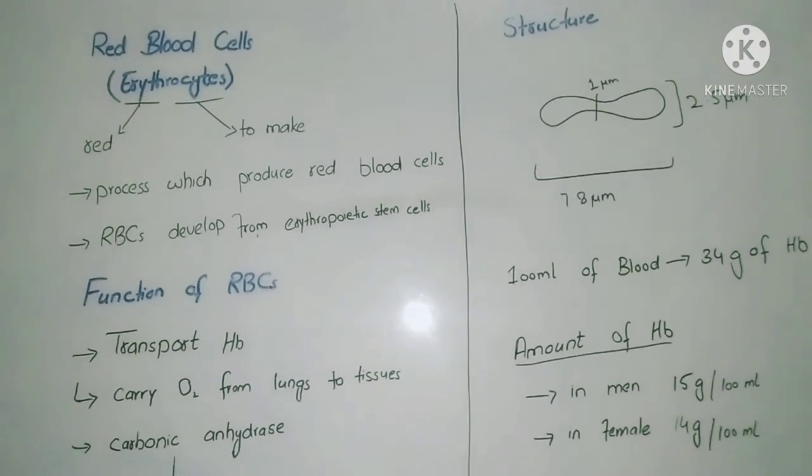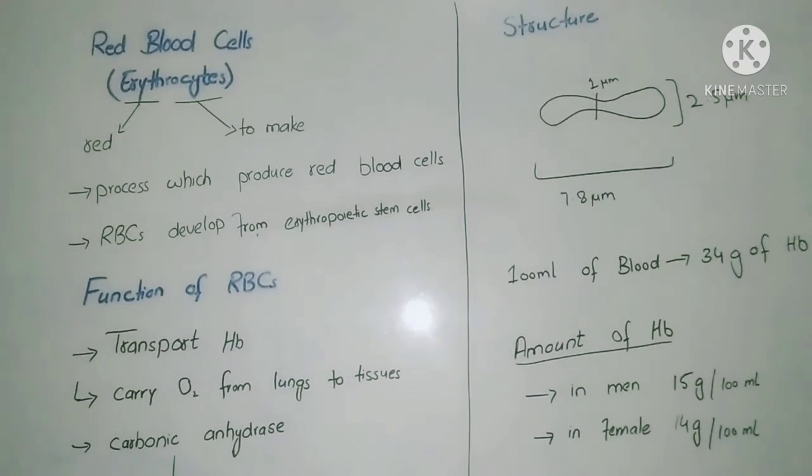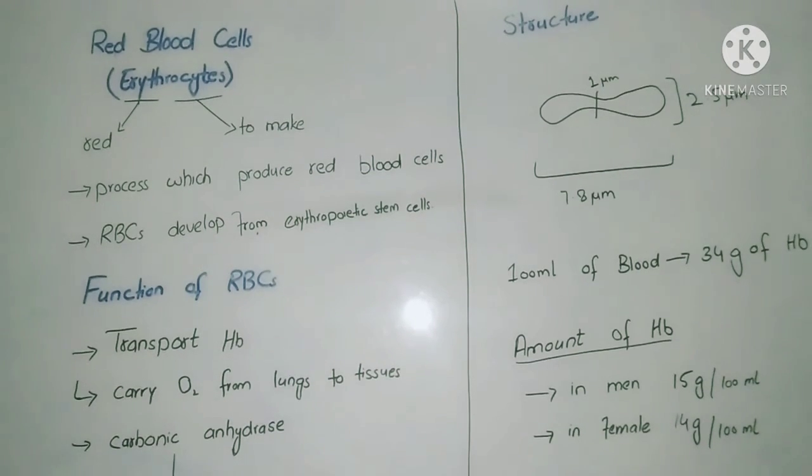In this video we're going through the chapter on red blood cells from Guyton and Hall. If you have the textbook, don't forget to go through the chapter. So let's start. First of all, erythro means red and cytes means cells. The process which produces red blood cells is known as erythropoiesis. RBCs develop from erythropoietic stem cells.